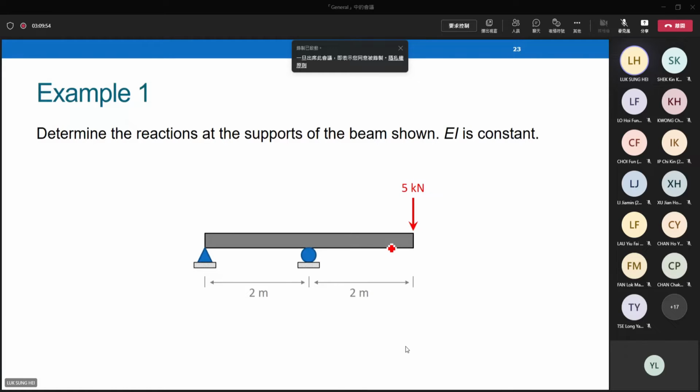We have two elements, element 1, element 2. They have the same length, same flexural rigidity, same EI. So when you recall our beam element stiffness matrix, the values inside the matrix should be the same because they have the same length, same EI. Different in terms of the code numbers.